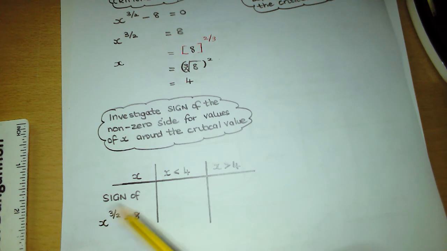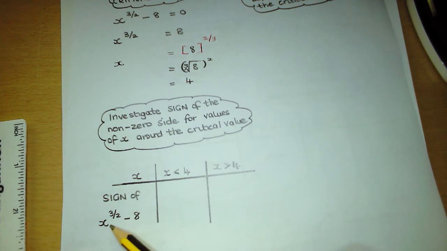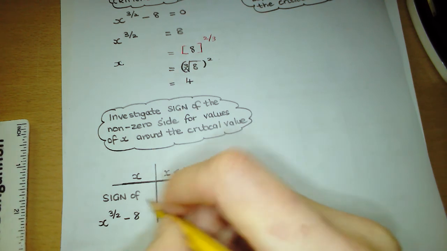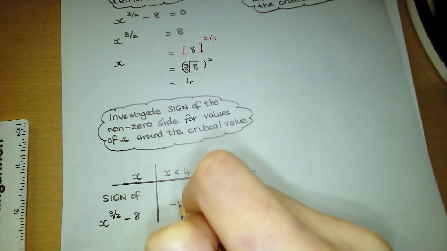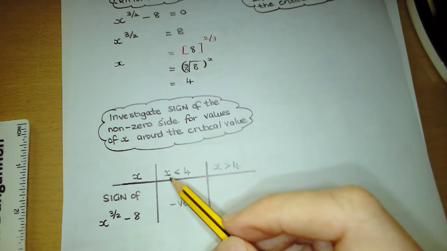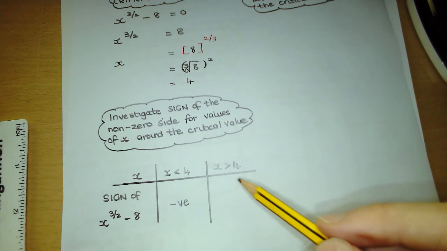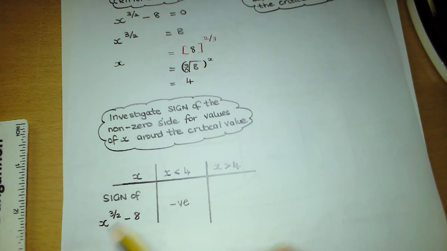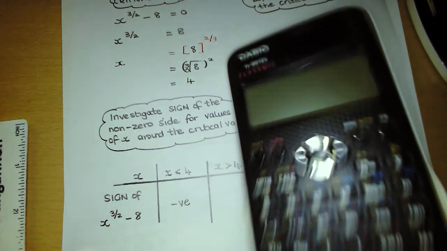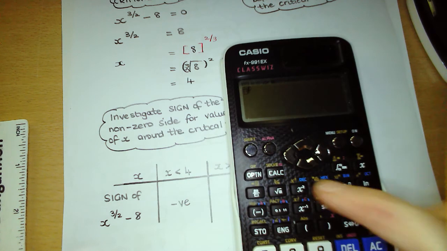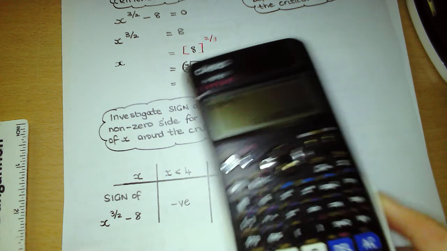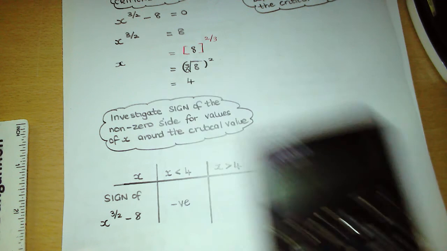So 1 to the power 3 over 2 is just going to be 1. 1 to the power of anything is 1. Subtract 8 is going to give us minus 7. So clearly the sign of the non-zero side of the inequality is negative when we sub an x value in less than the critical value. Let's now sub an x value in which is bigger than the critical value. So let's chuck in, say, x is equal to 5. So we're going to have 5 to the power 3 over 2. So we could go to our calculator. And then we're subtracting 8. So that's going to give us about 3 point something, 3.180. So that's clearly positive.